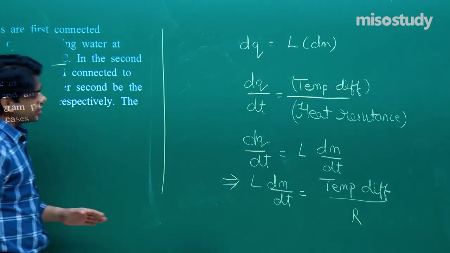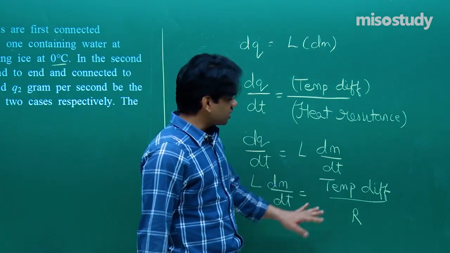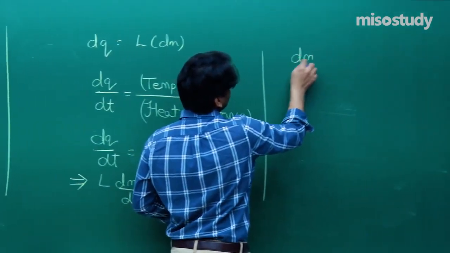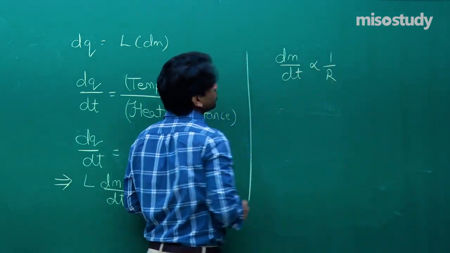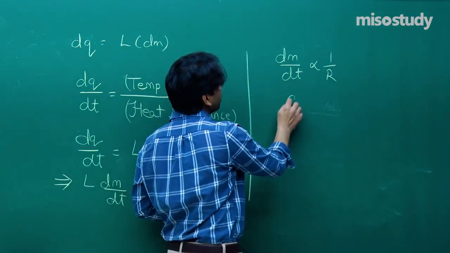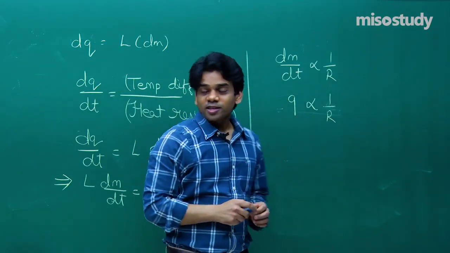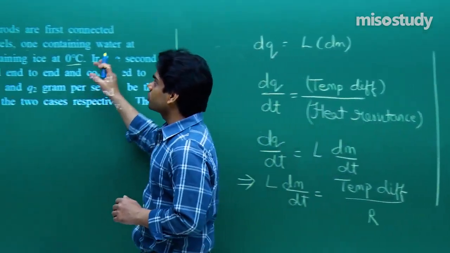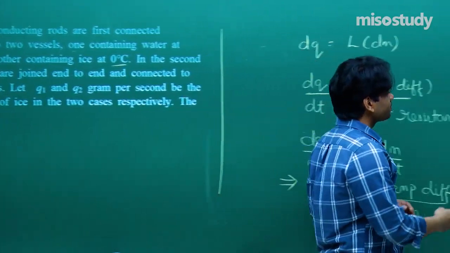Here it's L dm by dt, and because L is constant and the temperature difference will be constant, we can write that dm by dt is proportional to 1 by R, that is, inversely proportional to R. So Q given will be inversely proportional to R. In the first case, two identical conducting rods are connected independently to two vessels, that is, they are connected in parallel.